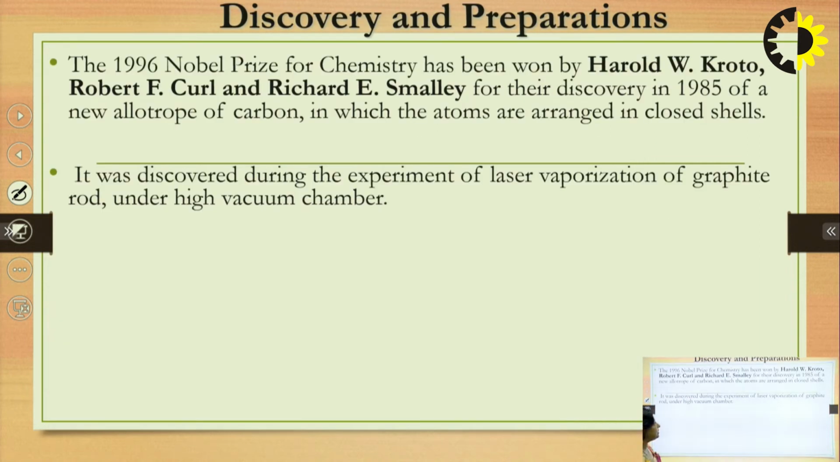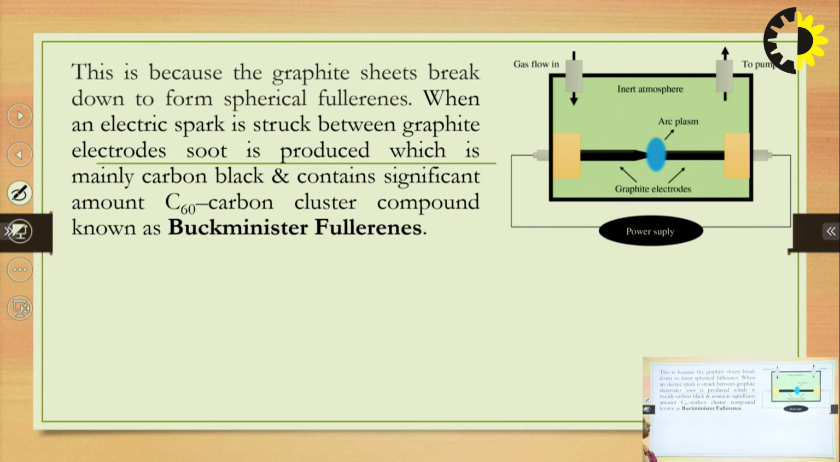It was discovered by Kroto, H.W. Kroto, Robert F. Curl and Smalley in 1985, and it is a new allotrope of carbon arranged in closed shells. How it was discovered is also a story. It was discovered during an experiment of laser vaporization of a graphite rod in a high vacuum chamber. This is how it is done.